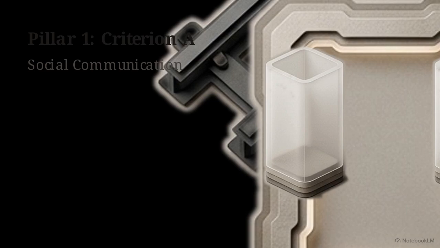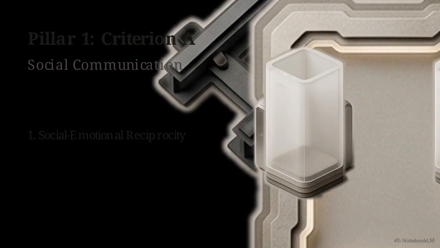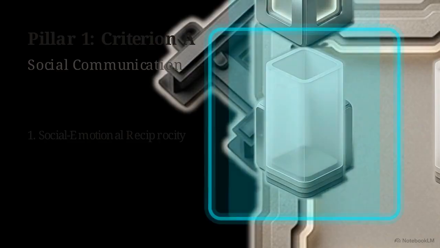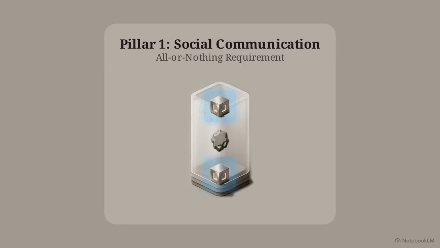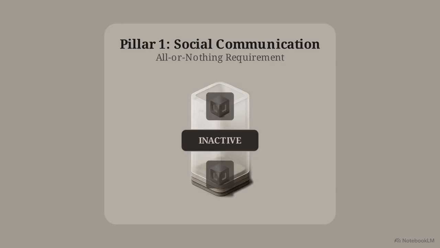This isolates persistent deficits in social communication. A patient must show deficits in social-emotional reciprocity, nonverbal communicative behaviors, and developing or understanding relationships. The rule for Pillar 1 is absolute. A patient must exhibit all three of these deficits. If even a single piece is missing, the pillar is incomplete.